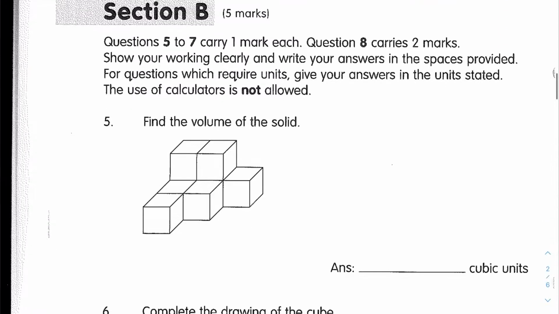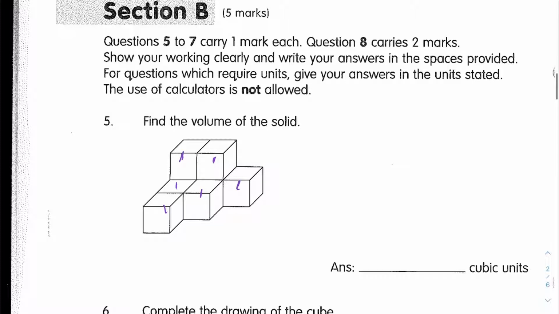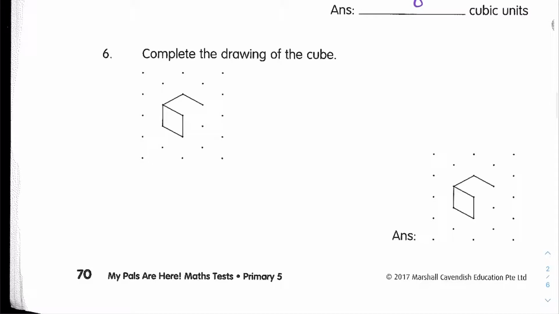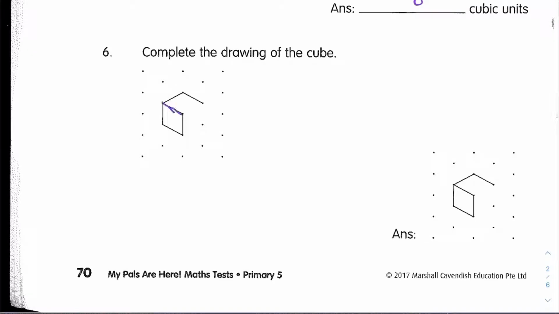Now for section B. Again, find the volume of this solid. So 1, 2, 3, 4, 5, 6. And there are 2 cubes below this one. So 7 and 8. So 8 cubic units. Question 6. Complete the drawing of the cube. So look for your Y. Then draw it as it is. Same here. Find your Y here.